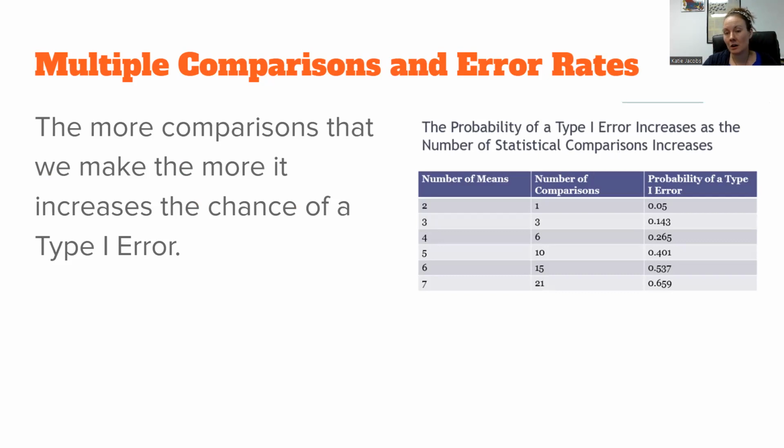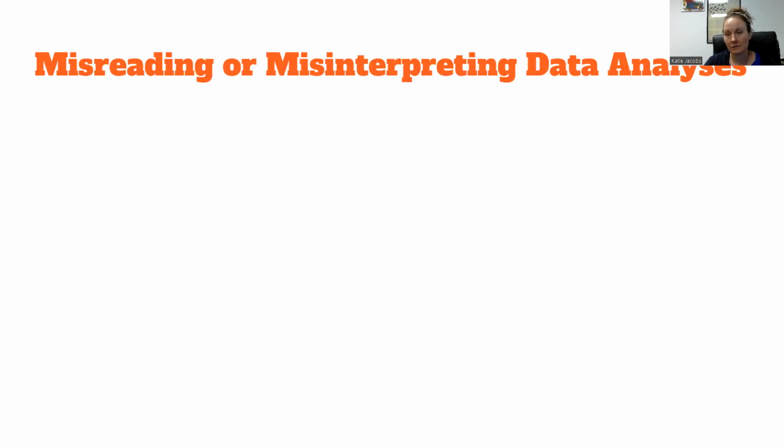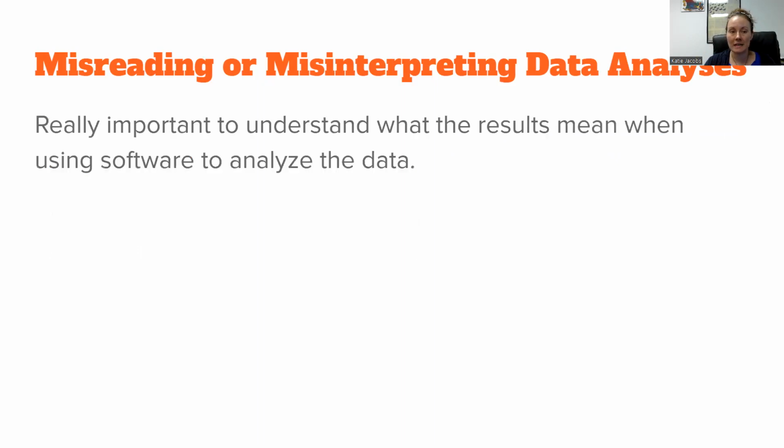If we are really needing to do more than one statistical analysis, we're actually going to do something called Bonferroni's correction, and we're going to actually adapt our alpha level. So if we're going to make 3 comparisons, we take our alpha level of 0.05 and divide it by 3 to see what our new alpha level would be that we would compare our p-value to see if we have significant results. Also, misreading or misinterpreting the data analysis.